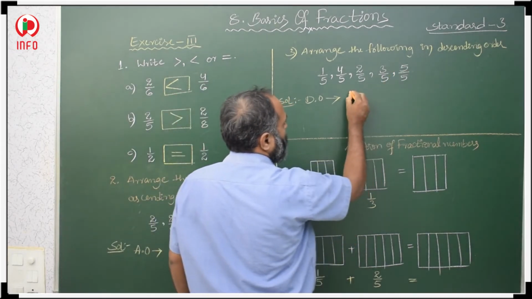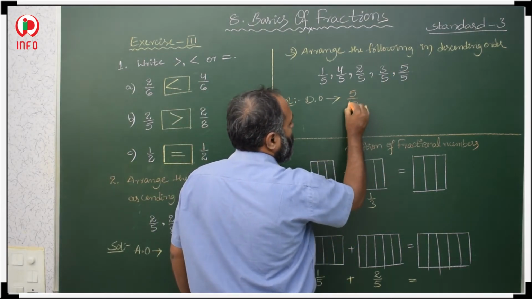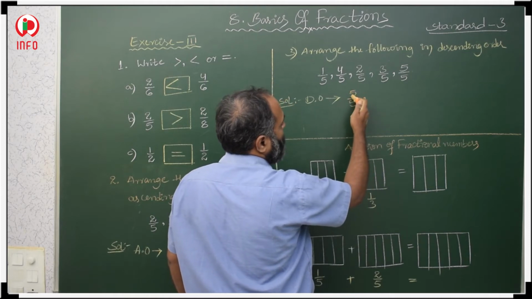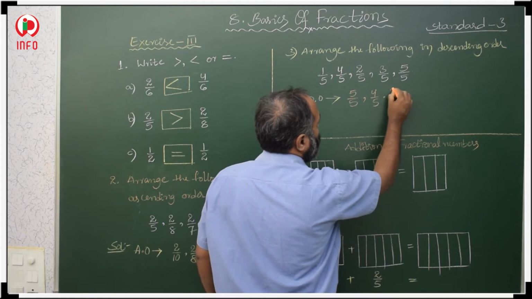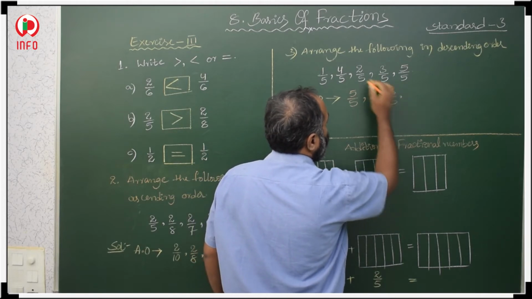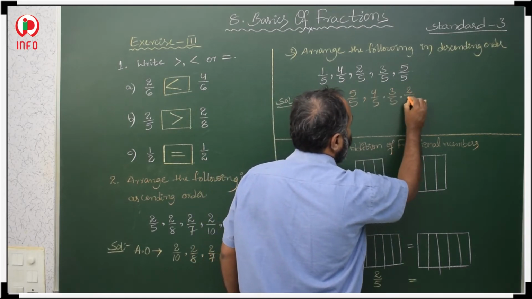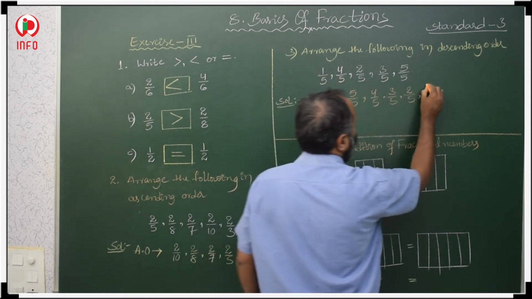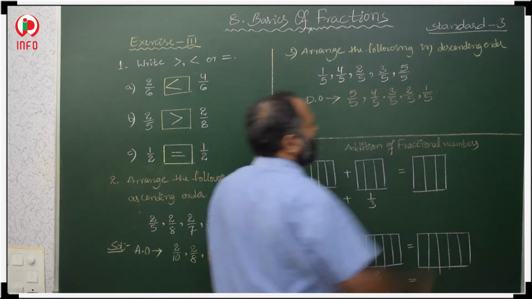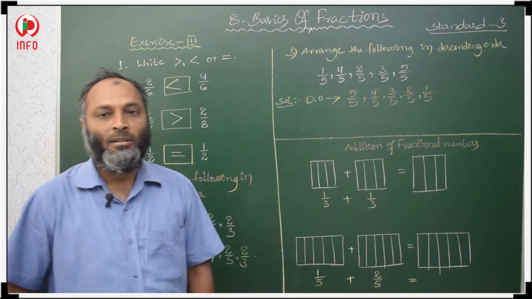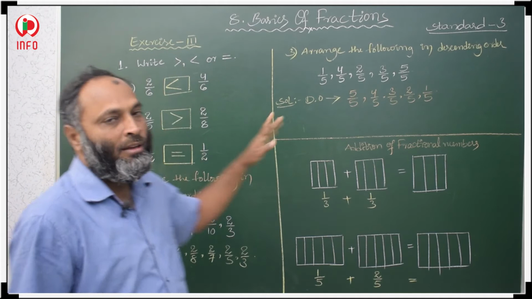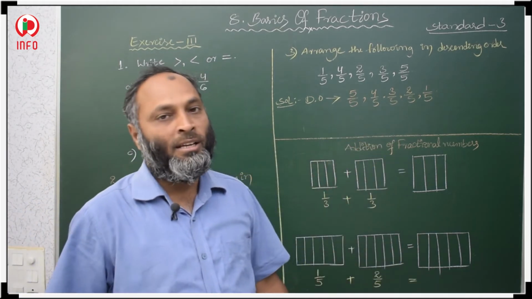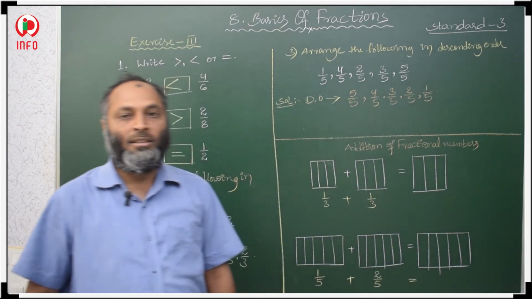So, this 5 is the biggest, 5 by 5 we have to write. Smaller than 5 is 4, 4 by 5. Smaller than 4 is 3, 3 by 5. Smaller than 3 is 2, 2 by 5. Smaller than 2 is 1 by 5. In this way we have to write. Okay. So, this is the method to compare the fractions and arrange them in ascending as well as descending order.